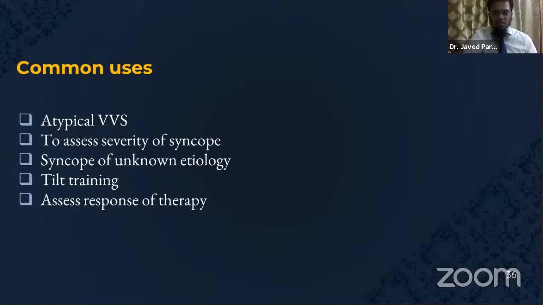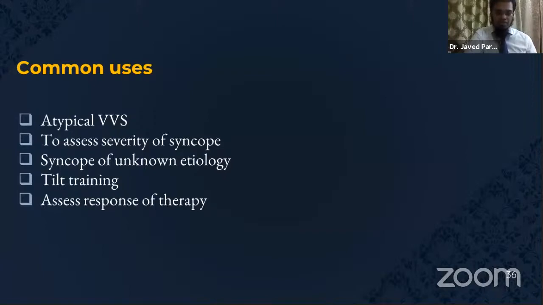So commonly, what are the uses of tilt table testing? It is required only in patients who have atypical vasovagal syncope. If you have typical vasovagal syncope, with clearly identifiable triggers, and the history is clearly suggestive that the syncope is vasovagal, tilt table testing is not indicated. It is only indicated when the vasovagal syncope seems atypical. What does atypical mean here? Atypical means that there is no clear-cut identifiable trigger, the symptoms are occurring in the supine position as well, and the recovery takes longer. So these are labeled as atypical vasovagal syncope.